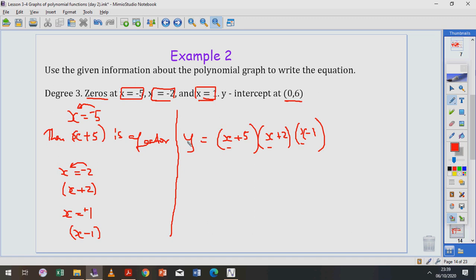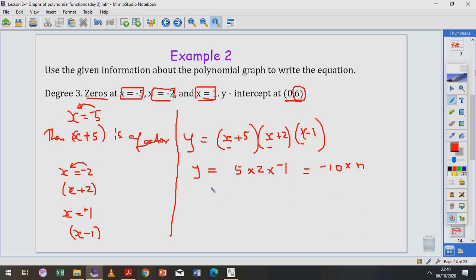I can try to figure out a way to manipulate this equation such that when I set x equals 0, the y value is going to be 6. So if I set x equals 0 here, I'll have 5 times 2 times -1. 5 times 2 times -1 is -10. So you're asking yourself, what factor do I need to multiply with this -10 such that my y value is 6, because the intercept is at 6.